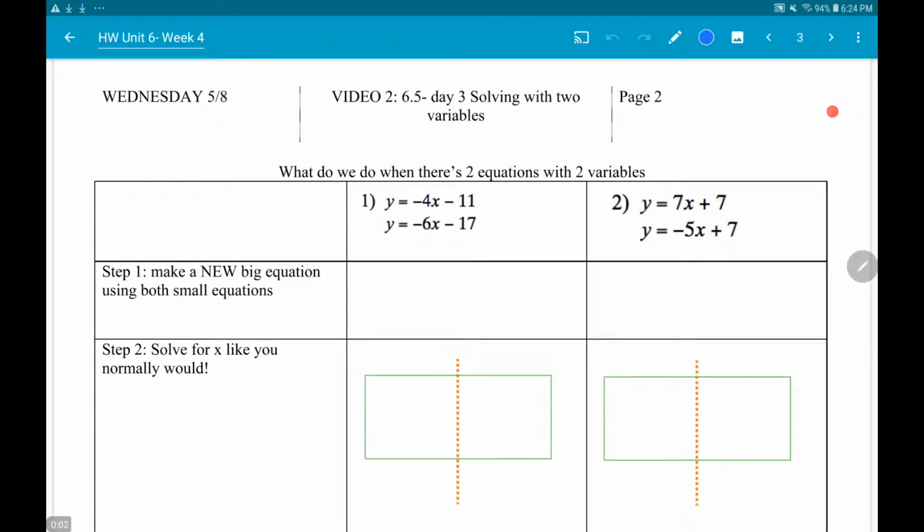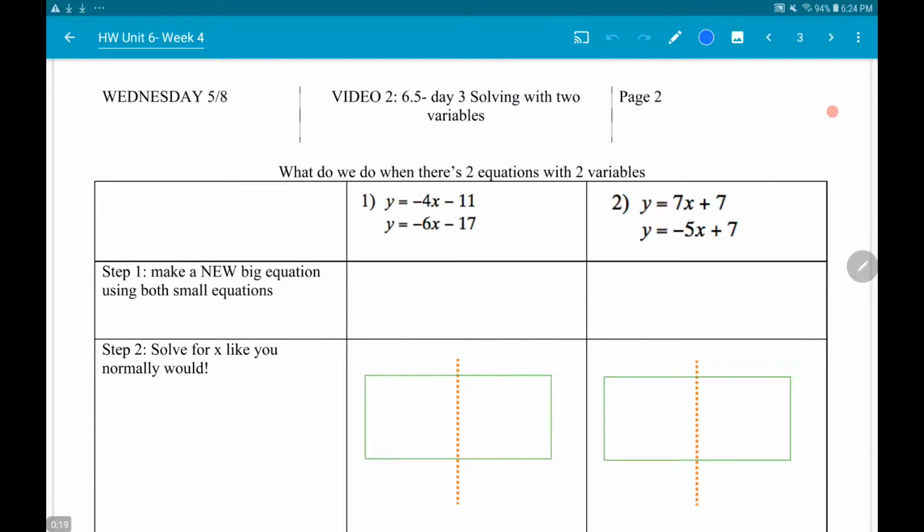Alright guys, so now that you are masters with solving for x, we are going to do equations when there's two equations and two variables. So let's take a look at number 1. For each question we're going to do step 1 for both, and then step 2 and so on.